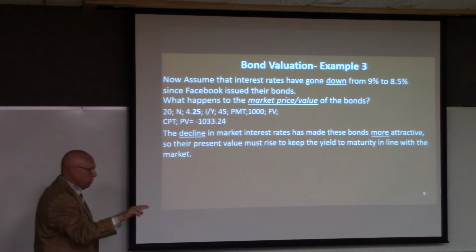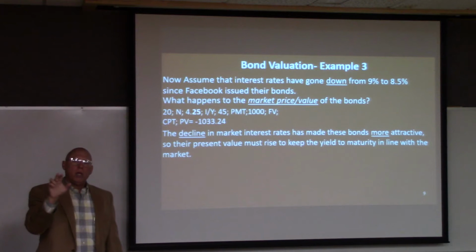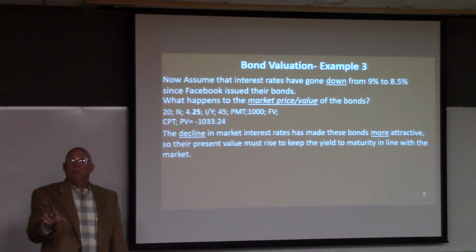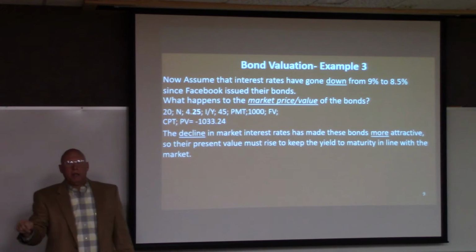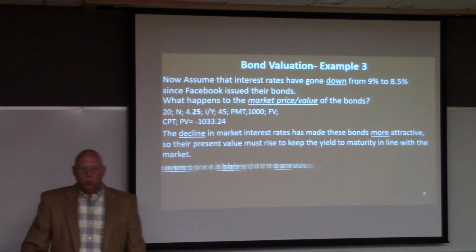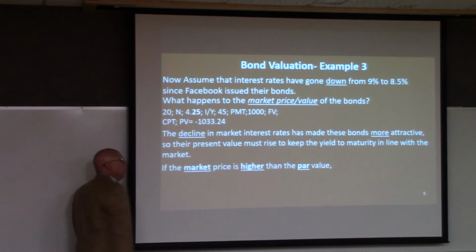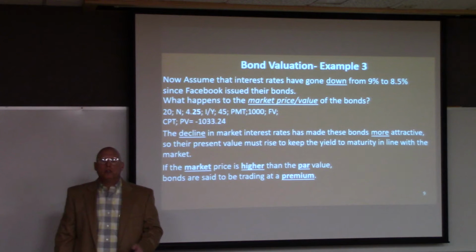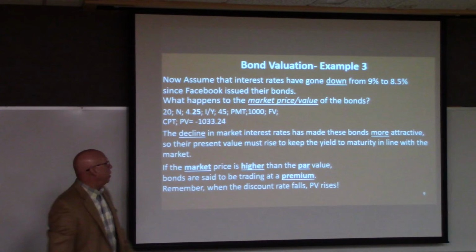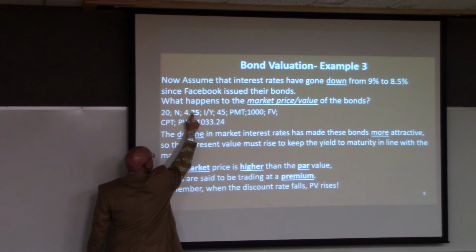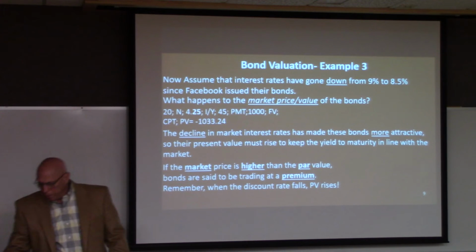The new bond that trades at 1,000 and has an 8.5% return, and the old bond that pays a 9% coupon rate that you pay $1,033 on, you would earn 8.5% on that bond as well. If the market price is higher than par value, which it is here, then the bonds are said to be trading at a premium. Remember, when the discount rate falls, the bond price goes up.